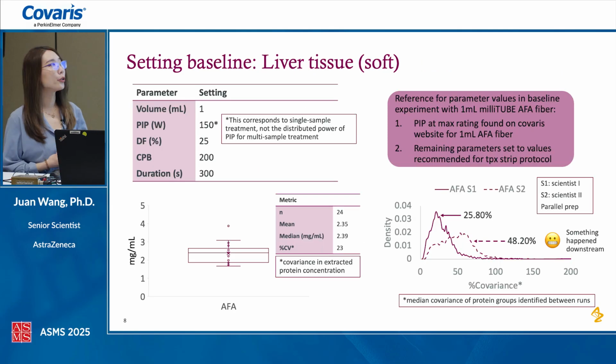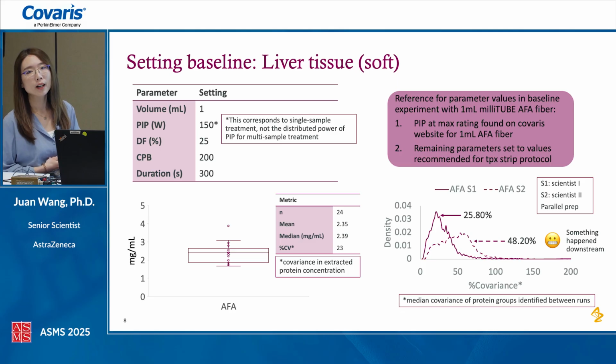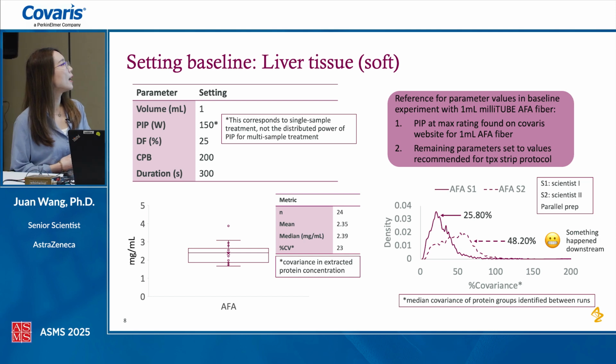So when we first started to use AFA technology, we needed to first set up a baseline. So in the beginning, we started with a reference from the recommendations for the TPX stripped protocol. These are the parameters we basically started with. The volume is 1 ml because it's a 1 ml tube. And for the PIP we started with 150, and these numbers correspond to the single sample treatment, not the distributed power of the PIP for the multiple sample treatment. And we use a duty factor of 25, CPB of 200, and a duration of 5 minutes, which also applies to the whole row, not single samples.